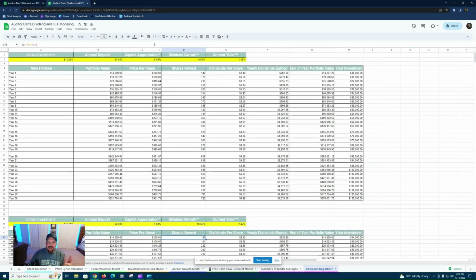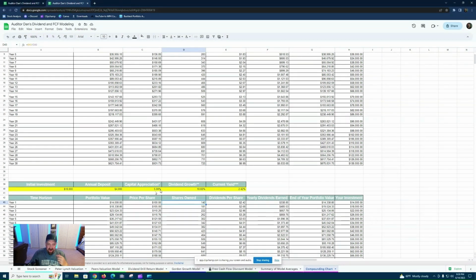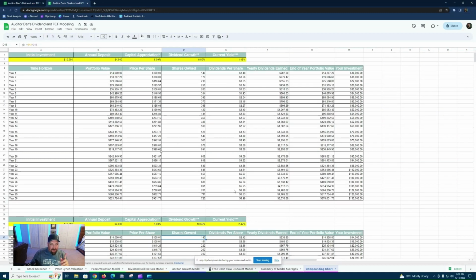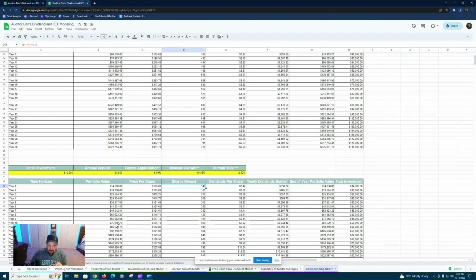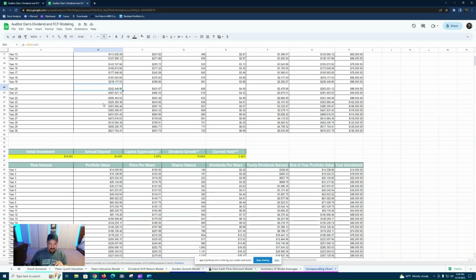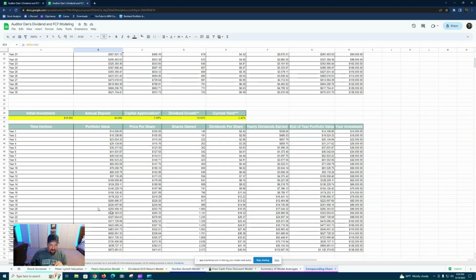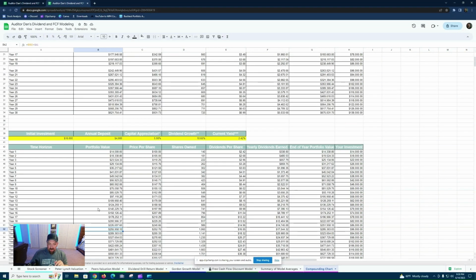Let's say you don't get 8%. Let's say you're underperforming. You only get 5% capital appreciation. And the growth is what it is right now. The key you have to understand is in 10 years, there's not much difference. They're about the same. At 20 years, 242, 255. Okay, we're starting to pull away now.